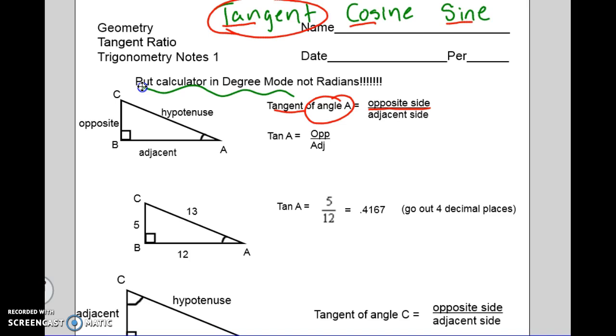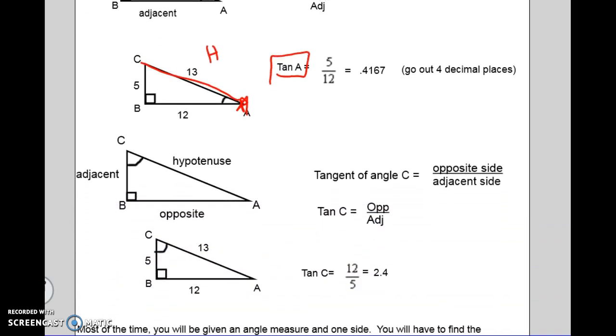In this triangle right here, where would I start? Well, it tells me the tangent of A. That means I'm going to start at A. What would I call this side right here? Hypotenuse. Always label your hypotenuse first, because the hypotenuse is the hypotenuse no matter what. What would I call this side right here? Adjacent. And this side over here? Opposite.